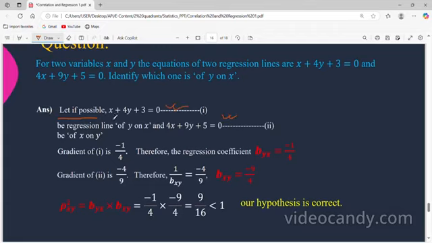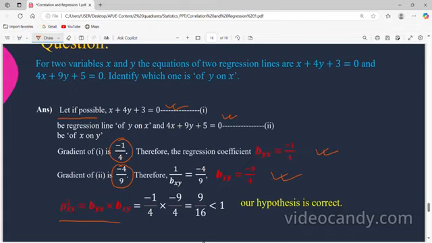So we will find the gradients. The gradient of the first one is -1 by 4, and the gradient of the second one is -4 by 9. That means bxy is -9 by 4. So according to the condition, rho xy square equals byx into bxy, that is minus 1 by 4 into minus 9 by 4, that is 9 by 16. We know that rho xy square must be less than 1.